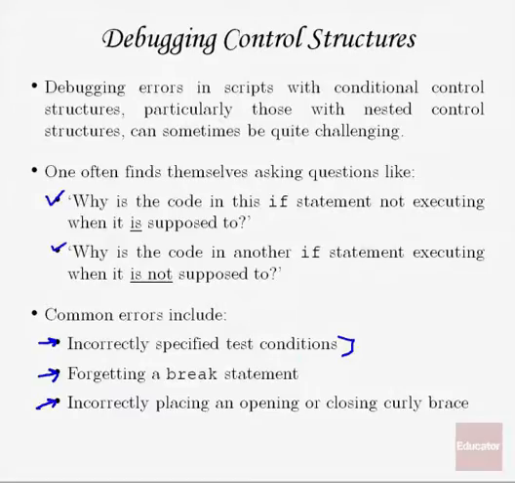So those are the two problems that can often happen that we just looked at: invalid or incorrectly specified test conditions and forgetting a break statement. Also, you can incorrectly place or omit a curly brace, which can cause a lot of problems. It makes it hard to figure out what's going on, because PHP is going to give you an error, but usually the error says the error occurred on line 21, but maybe the error actually didn't occur on line 21, it occurred early in the file, and we'll show what that looks like now.